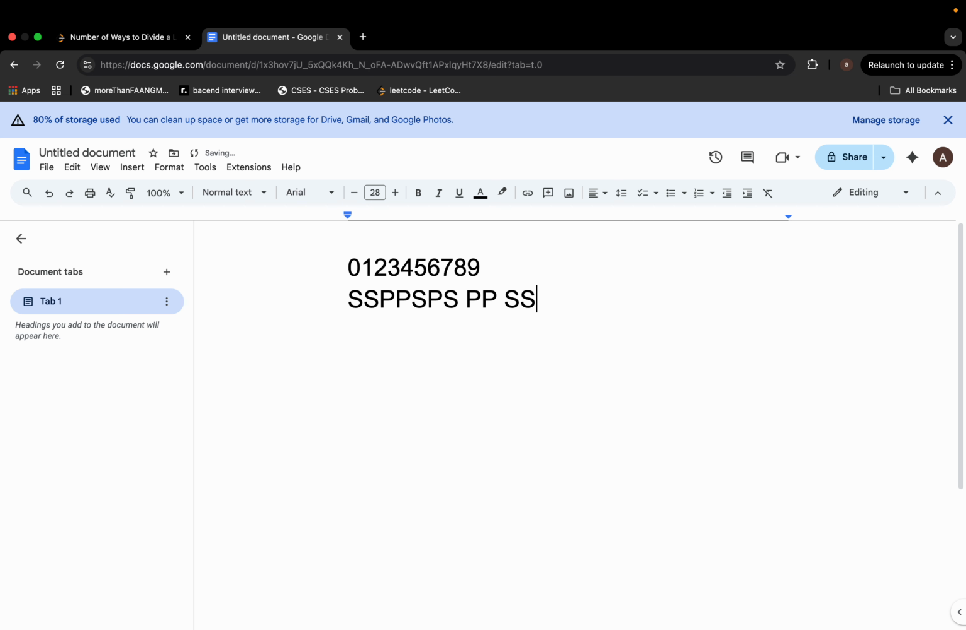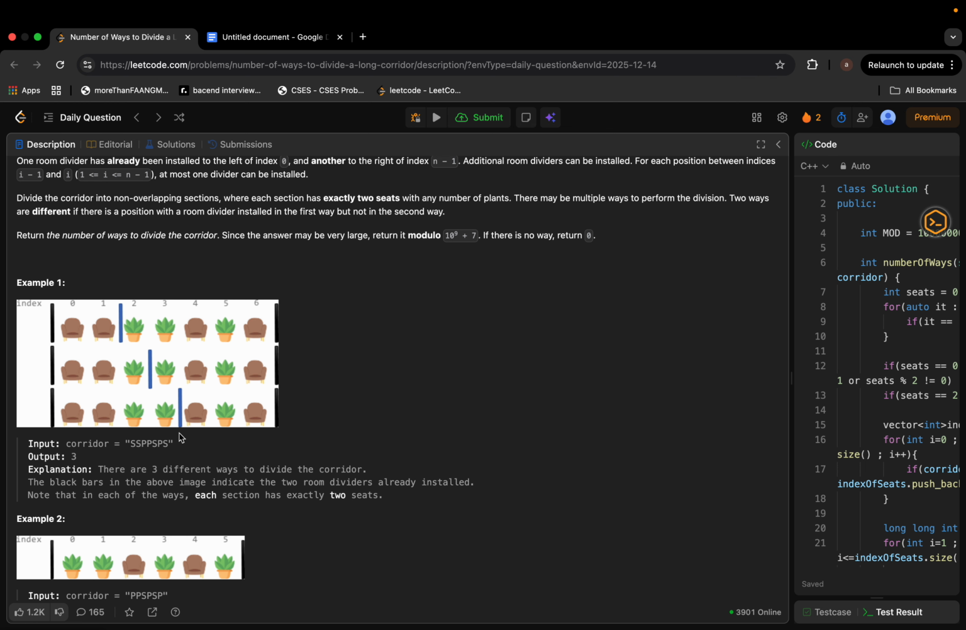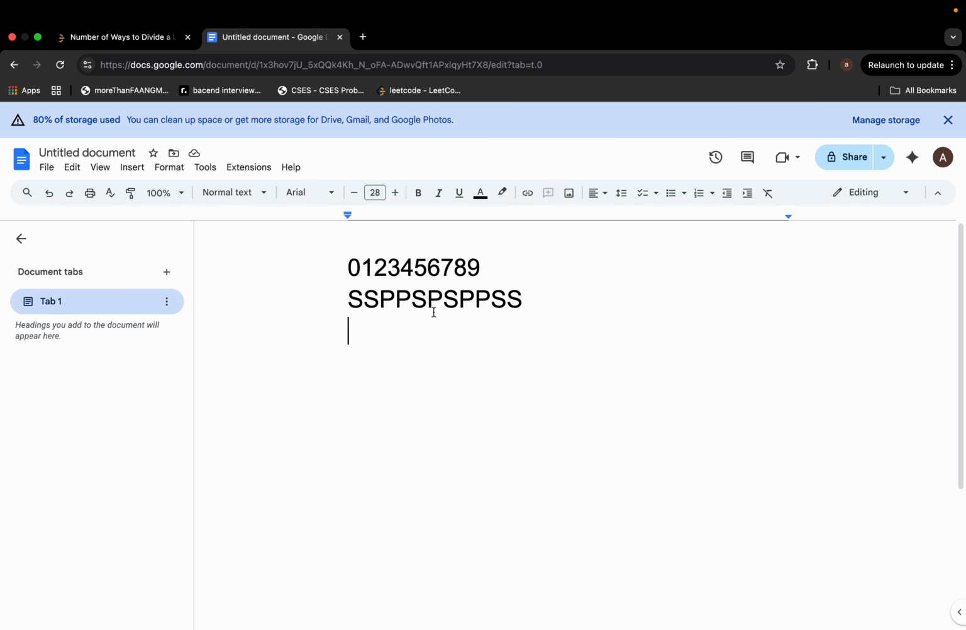Okay, now let's apply this approach in our case. What we have here: double S double P SPS, double S double P SPS. I think now it will be much clearer when we are concerned only with two pairs. See, what is the index till here? Maximum index till here, it is 1 for this part.